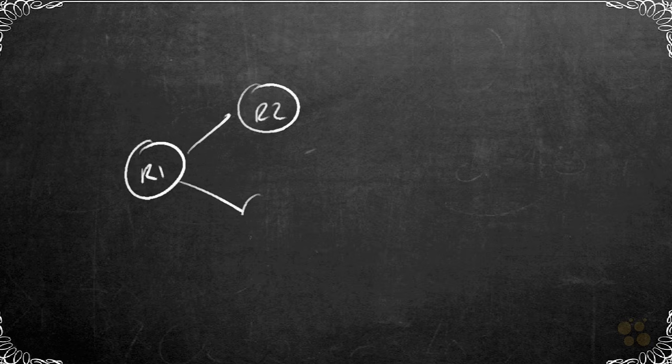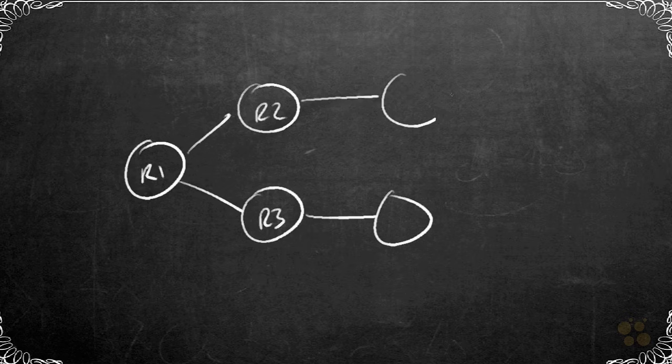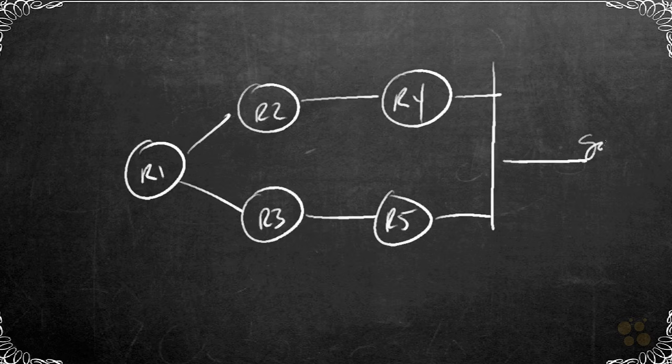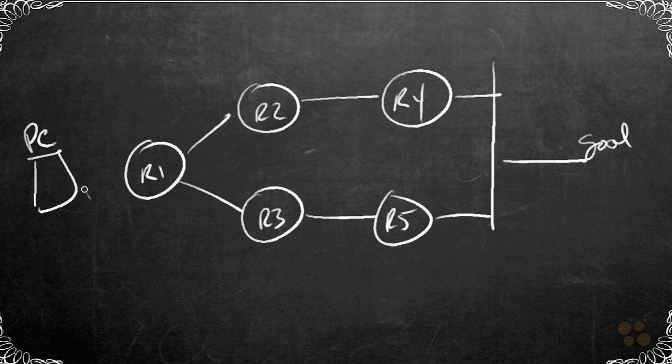So let's imagine here we have router 1, and it's got connectivity to router 2 and to router 3, and we'll go for a couple more. So there's router 4, router 5, and then we have a final destination network that we're trying to reach. Here's the goal. And we might have a user like this over here. Maybe it's Bob at his PC using R1 as a default gateway.